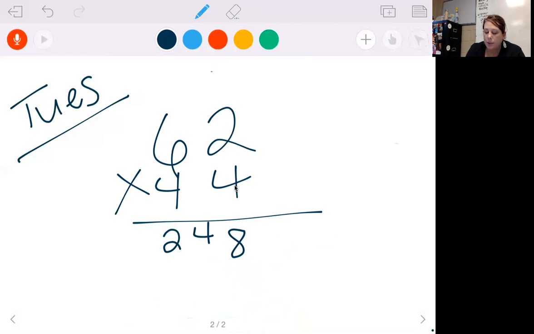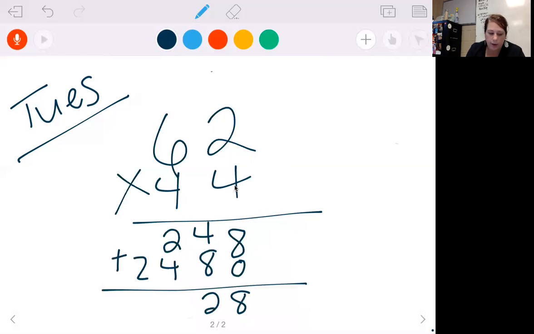So then we add. 8 plus 0 is 8. 8 plus 4 is 12. Carry your 1. 4 plus 1 is 5, plus 2 is 7. And drop that 2 down. 2,728. Okay, so today for classwork, you're going to do page 55, 11 through 18.